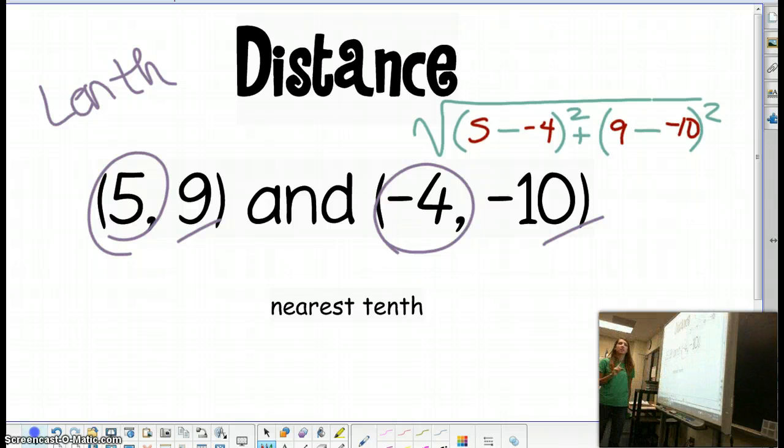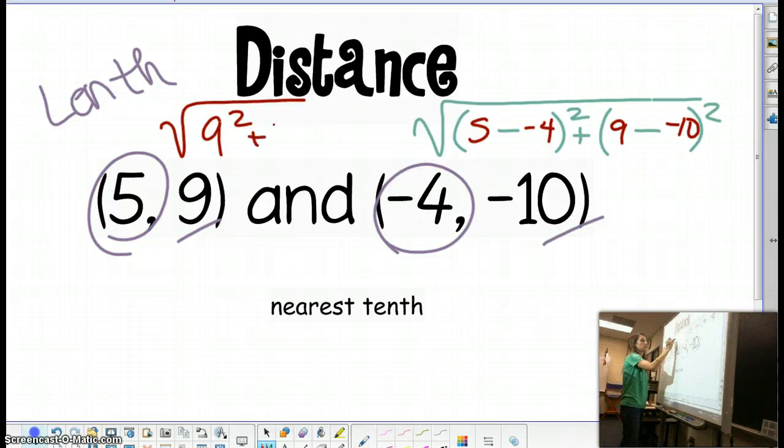What is 5 plus 4? 9. Why did I add those? Because it's negative. Minus a negative, okay? So we've got 9 squared. What is 9 plus 10? 19. So this is what you should have put in your calculator: square root of 9 squared plus 19 squared.